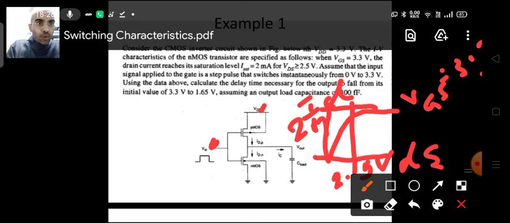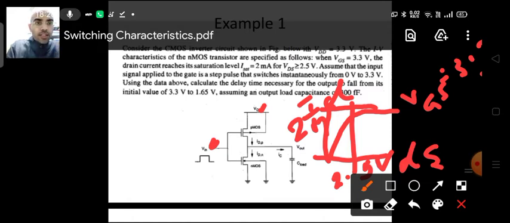Assuming an output load capacitance of something, I cannot see it, but let's say it is probably 300 femtofarads. We assume that. In this problem, if we see our drain current equation, we have other things, but we cannot see the threshold voltage of the NMOS. Because the output is falling, the capacitor is discharging, right?